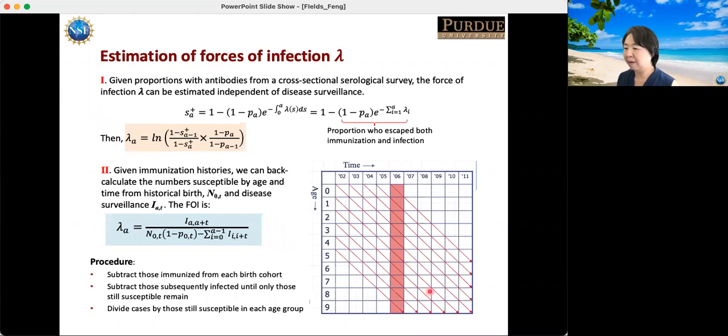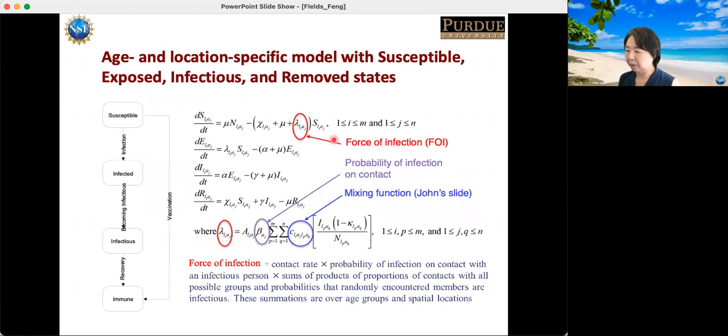Okay, so now I'm going to talk a little bit about parameter estimation using data, either surveillance data or serology data. I want to remind you, in a model, this lambda is what we call the force of infection. That's the transmission rate for susceptible individuals in a particular group. And this lambda_i, the force of infection, involves parameters such as activity level, probability of infection per contact, the mixing matrix, and the proportion of the subgroup that are infected.